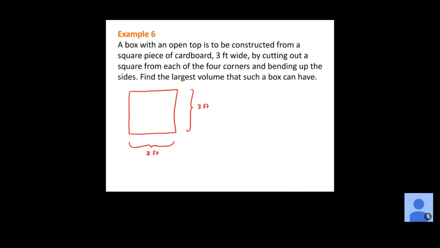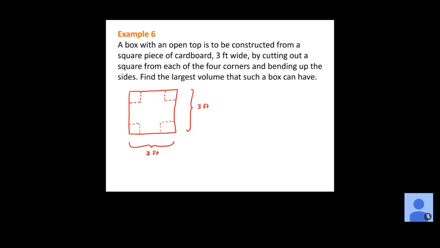Now what are we going to do? Okay, good. We're going to put a square in each of our corners, right? Because we're cutting out squares from each of these corners. So I'm going to use dotted lines just to represent that we're cutting out squares here. And all of these squares need to be the same size. That way, once we cut these out, we can fold this up and create our box.